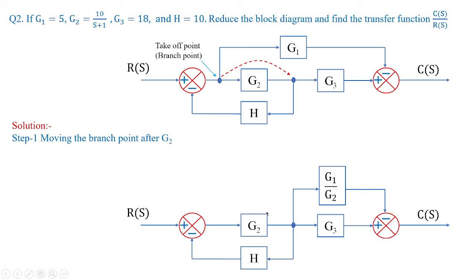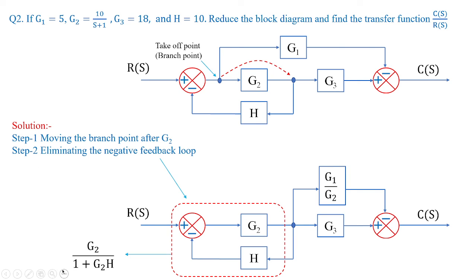So I'll take the feedback loop of G2 and H and I'll eliminate this feedback loop, and I'm going to take the combination of parallel, that is G1 by G2 plus G3, and I can eliminate these two forward paths with the summing point as one common parameter. So eliminating the negative feedback loop first. So this feedback loop is removed with the help of the negative feedback formula, that is G2 by 1 plus G2H.